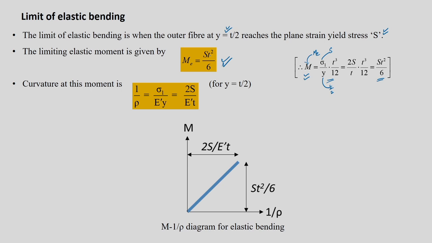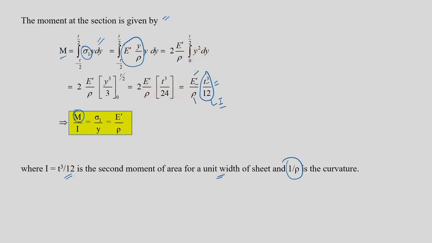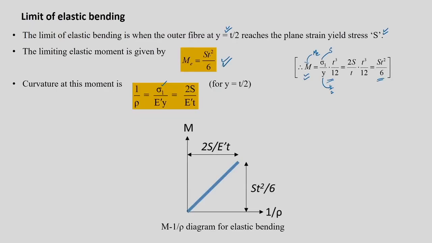So, given a sheet thickness and a yield strength of the material, you can get the plane strain yield stress or flow stress, and you will get M e, the limiting elastic moment. When you reach this particular moment, what will be the curvature, 1 by rho? That will be given by this equation. 1 by rho is nothing but sigma 1 divided by E dash y. This y is nothing but t by 2, and at t by 2 this becomes s, so it is nothing but 2s divided by E dash t. So, when M becomes M e, 1 by rho would be 2s by E dash t.